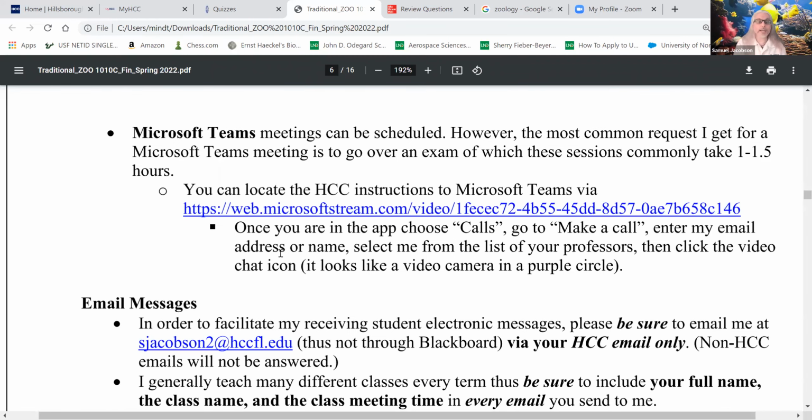Here's a little blurb on that, including the same link I showed you earlier on how to install it, and how to deal with it. And then, of course, how to make a call. They call them calls, but you're using your webcam and you're calling my computer effectively. You're not calling my cell phone or anything like that, not my office phone.